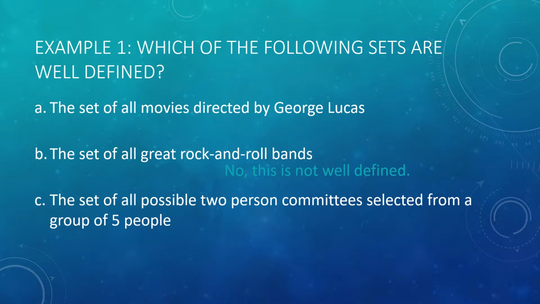And then our last one, we have the set of all possible two-person committees selected from a group of 5 people. So you can imagine like you have 5 people in an office and 2 people have to be selected for a certain committee. This is a well-defined set. All you would have to do is just make out a list of all possible combinations of 2 people out of that group of 5. So yes, that is a well-defined set.